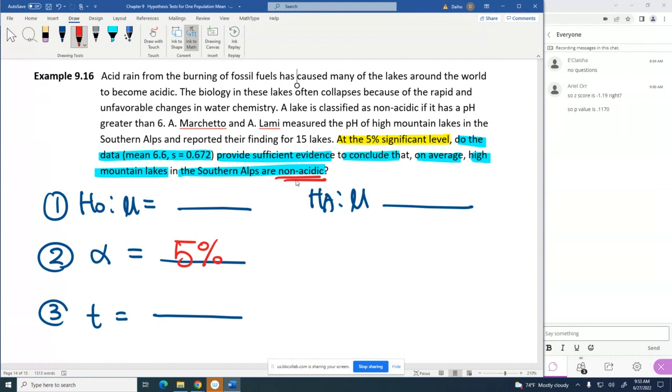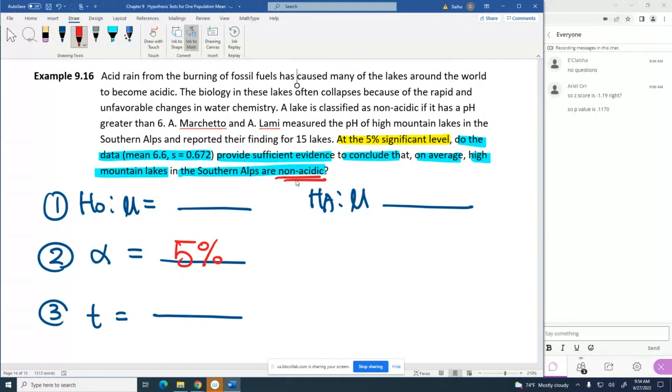Okay, we want to test. And the claim is the high mountain lakes are non-acidic. Non-acidic. It must be high pH or lower pH? How do you think? Oh, I'm so sorry, I'm not majoring in biology. I think acidic is low pH.